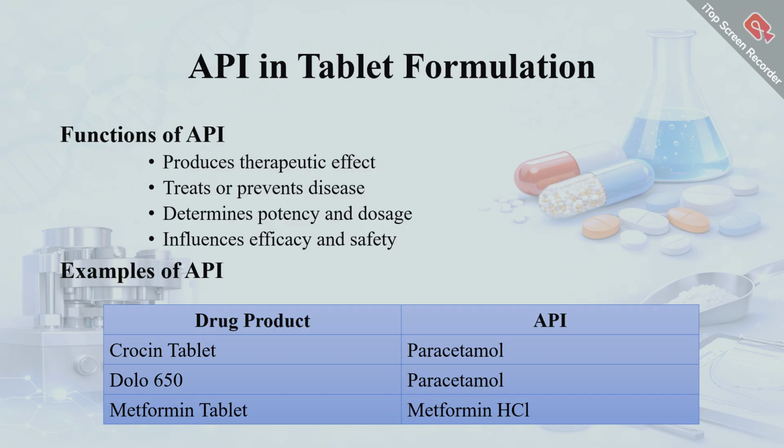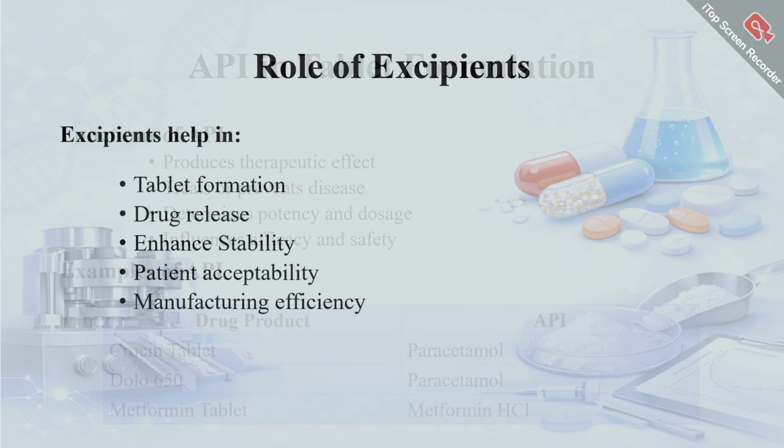Next, API in tablet formulation. Functions of API. See here, it produces therapeutic effect and it also treats or prevents disease, determines potency and dosage, influences efficacy and safety. Examples of API, see here, drug product and their API. Crocin tablet will contain paracetamol API. Dolo 650 also contains paracetamol as an API.